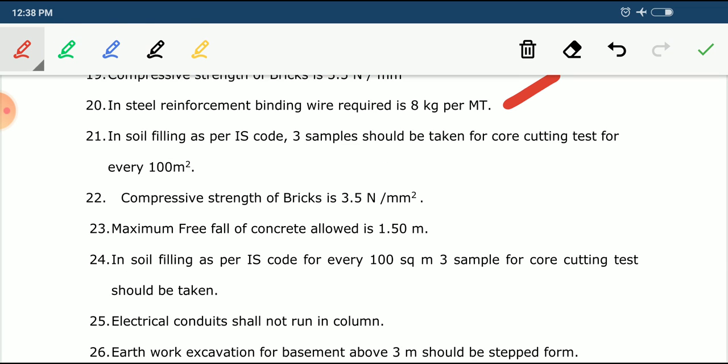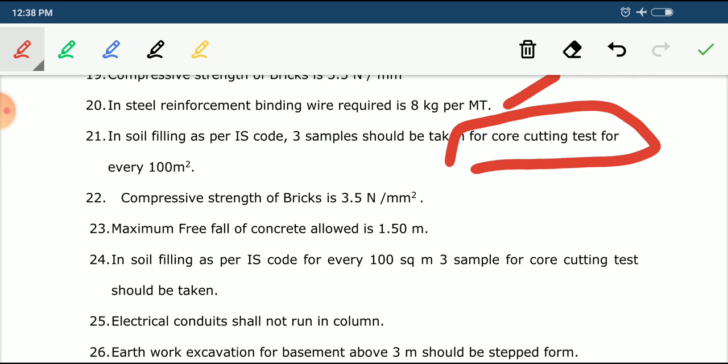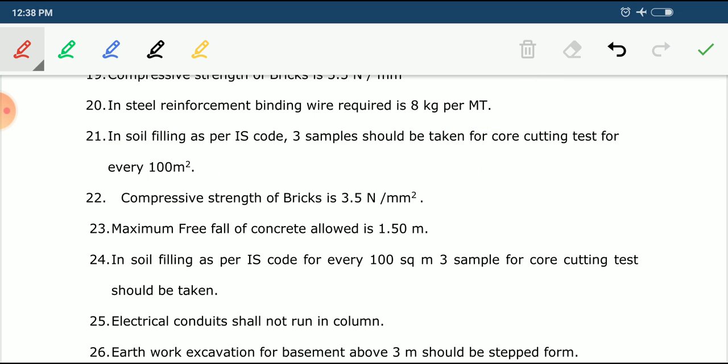Next, in soil filling, as per IS code, 3 samples should be taken for core cutting test for every 100 meter square. You have to remember this one. Next, compressive strength of brick is 3.5 Newton per mm square.